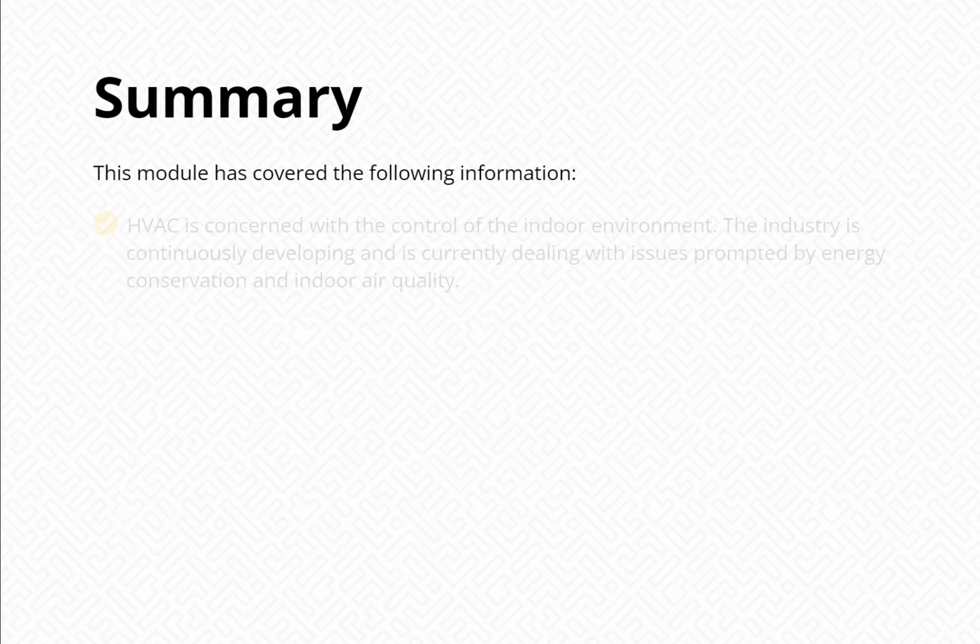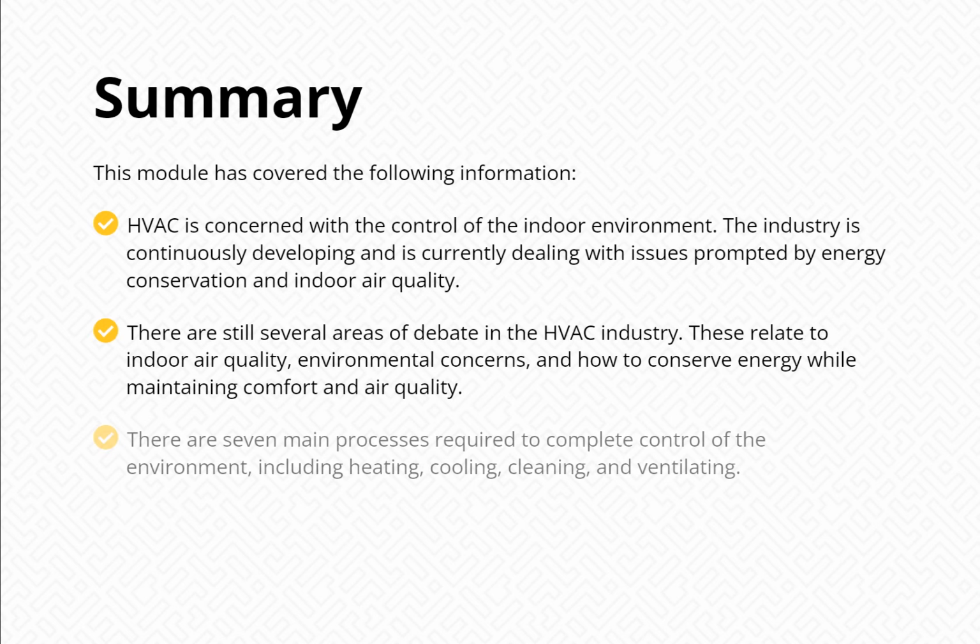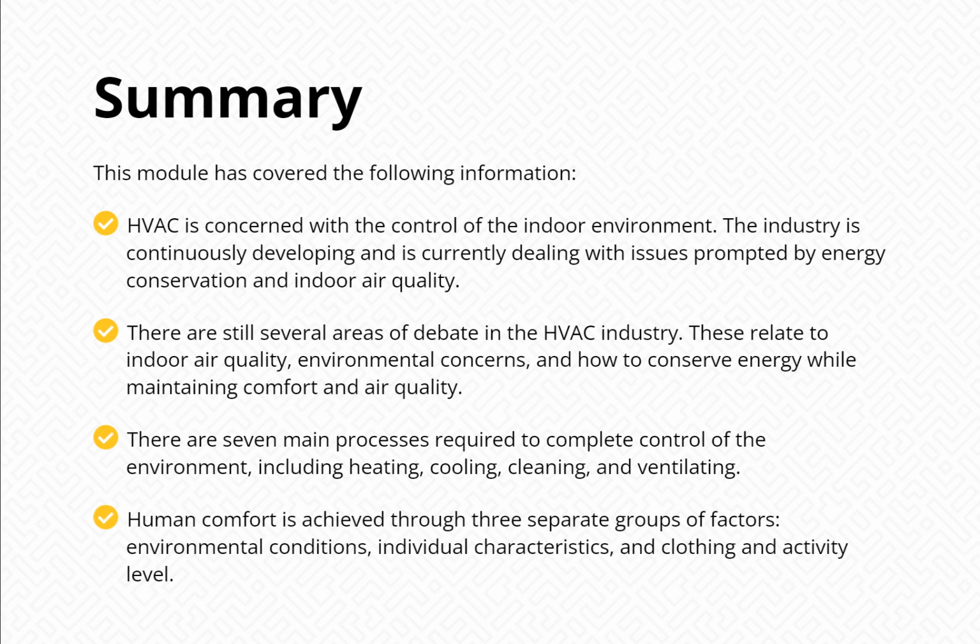Summary. This module has covered the following information. HVAC is concerned with the control of the indoor environment. The industry is continuously developing and is currently dealing with issues prompted by energy conservation and indoor air quality. There are still several areas of debate in the HVAC industry. These relate to indoor air quality, environmental concerns, and how to conserve energy while maintaining comfort and air quality. There are 7 main processes required to complete control of the environment, including heating, cooling, cleaning, and ventilating. Human comfort is achieved through 3 separate groups of factors: environmental conditions, individual characteristics, and clothing and activity level.